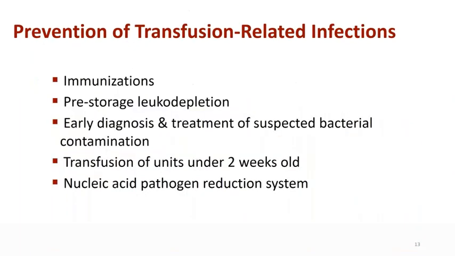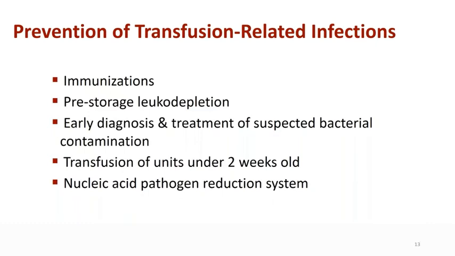Well, first of all, complete and adequate immunizations are needed for hepatitis and other infections. Pre-storage leukodepletion is an effective method to remove many of the infections, because many of the infections, CMV, EBV, and others, are predominantly transmitted only in the white cell. Another important infection that I didn't have time to cover is the iatrogenic bacterial contamination of the unit or of the transfusion process. This can often lead to death. So it's very important to have early diagnosis and treatment of suspected bacterial contamination.